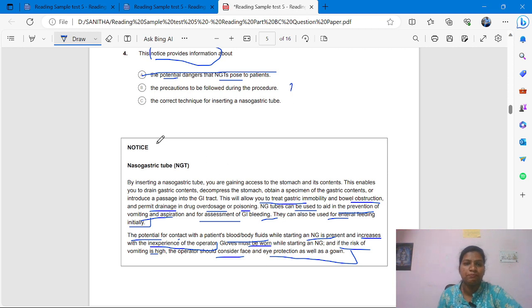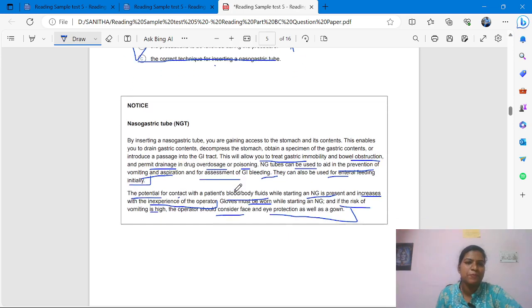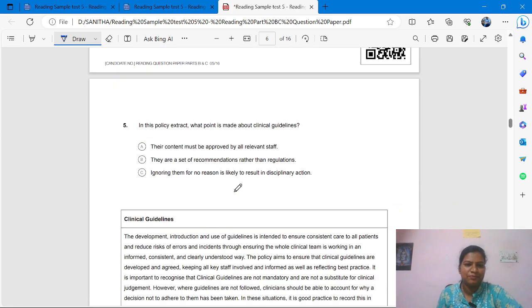Okay, last option. The correct technique for inserting a nasogastric tube. Is it saying anything about correct technique? Tip of the nose, the ear, to the xiphoid. Is it saying anything here? No, it is not saying anything here. Okay, so we can eliminate the option. Then what will be the answer here? B is the answer. Then the correct answer is B. This is a simple question. Easily you can get it.